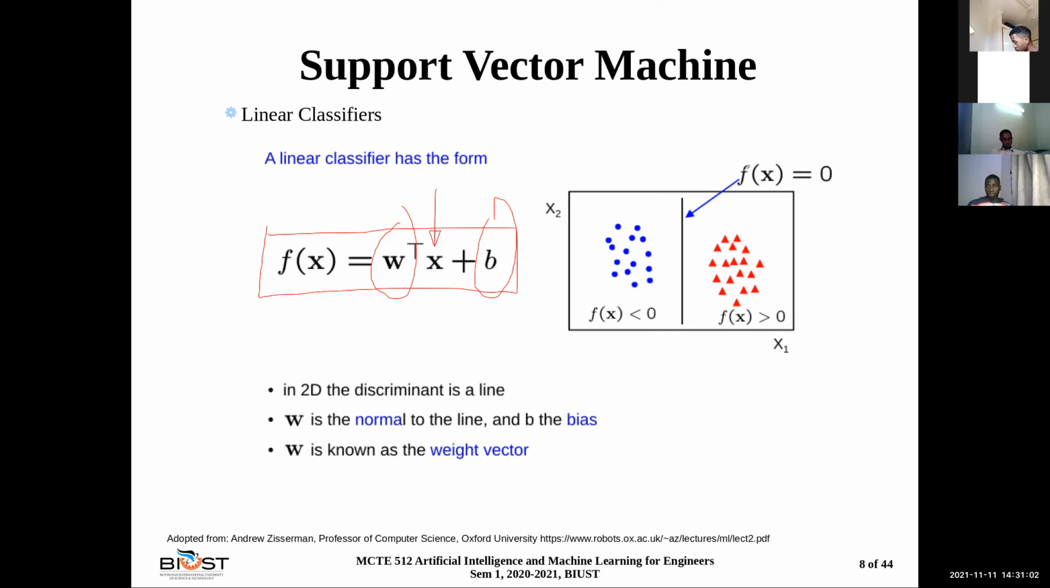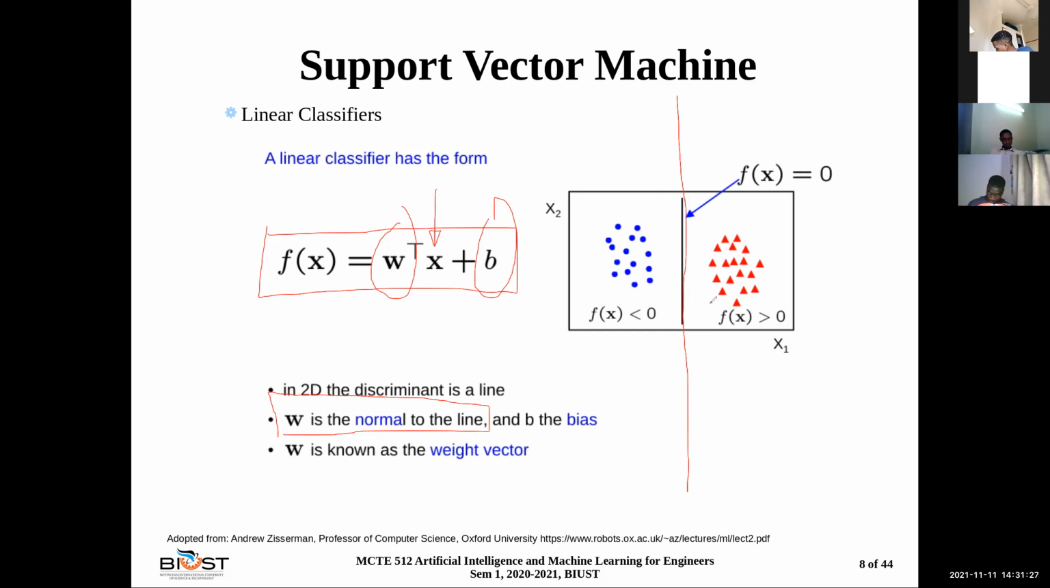In 2D, the discriminant is a line, in the two-dimensional space, and W is normal to the line, and B is the bias. W is the weight vector. Now we need to know why W, the weight, is normal to the line. Which line? This line, that line that separates them.